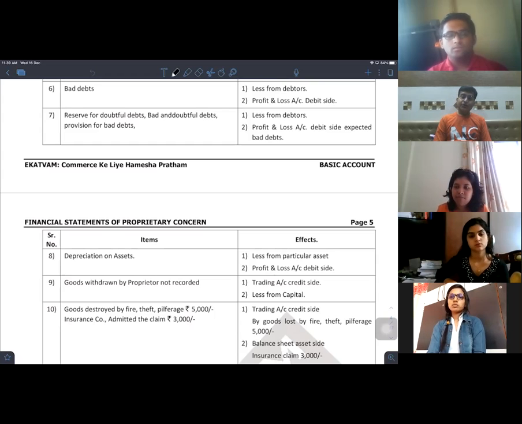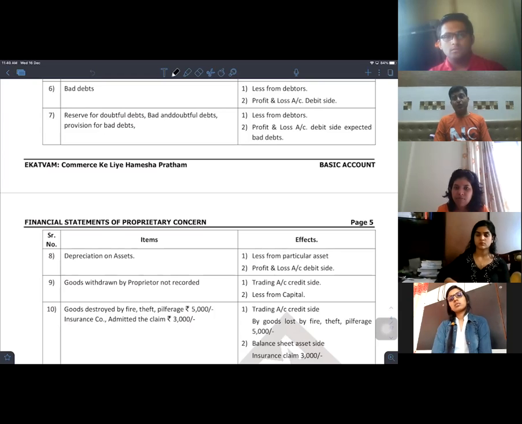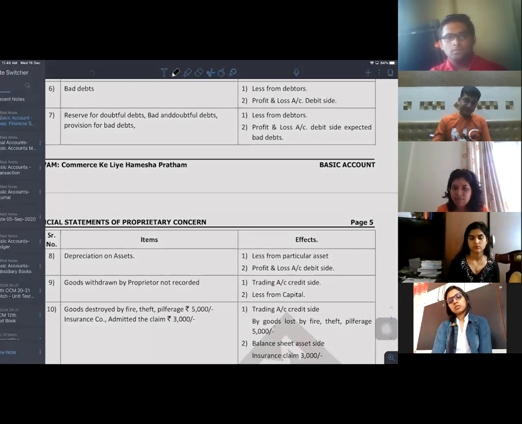Why will those be reduced? Because those bad debts were not yet subtracted. We had passed the entry for bad debts as bad debt account debit to respective customer account. But if it is given in the adjustment, it means so far you have not subtracted those bad debts from the debtors in the balance sheet. And for that purpose, we need to do the adjustment related to the bad debts. Am I right?